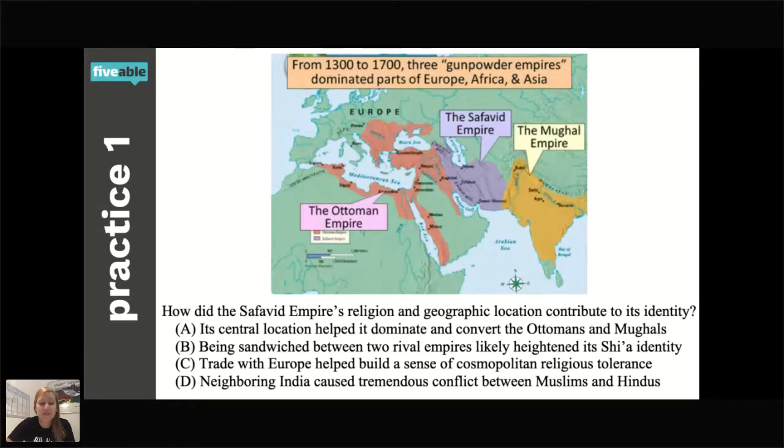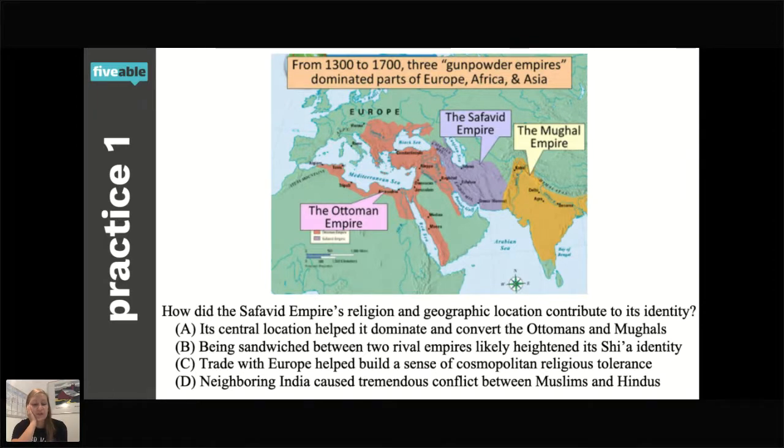So here we go. Question number 1. Here we have a map. And it says from 1300 to 1703, gunpowder empires dominated parts of Europe, Africa, and Asia. Here we have them. I'd already talked about them. How did the Safavid Empire's religion and geographic location contribute to its identity?